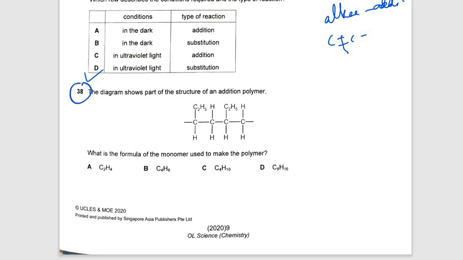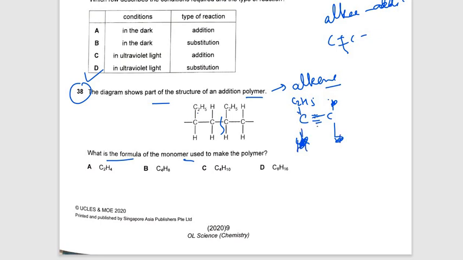Now question 38. The diagram shows part of the structure of addition polymers. Addition polymers are formed from alkenes only. If you look at this compound, what is the repeating unit you are seeing? The CH2 CHH, this part is repeating. So the monomer used in this, we just separate out and make a bond here. Because it's an alkene, carbon always makes 4 bonds, so 1, 2, 3. Yes, this would be correct as well.